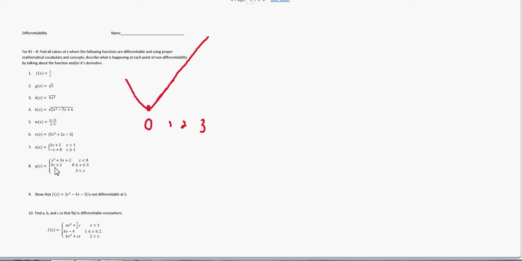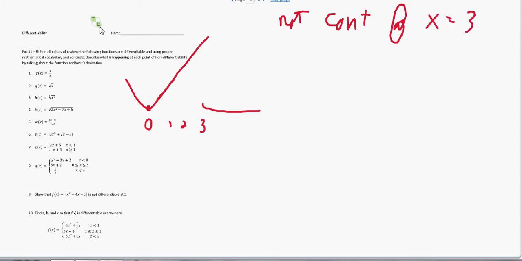Well, at 3, this thing equals, what, 11, way up here, and this equals 1/3. That's going to be way down here somewhere. Okay? It's not continuous at 3. So, not continuous at x equals 3. So it can't be differentiable there anyway.